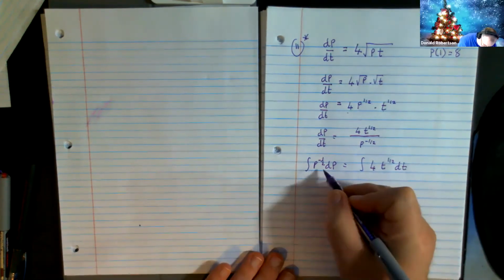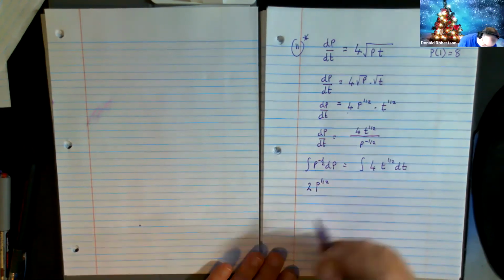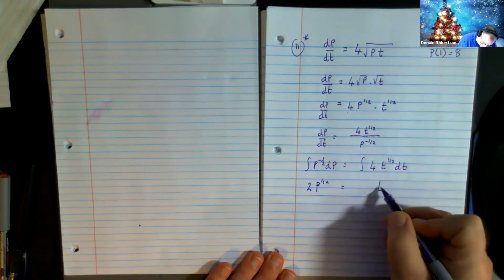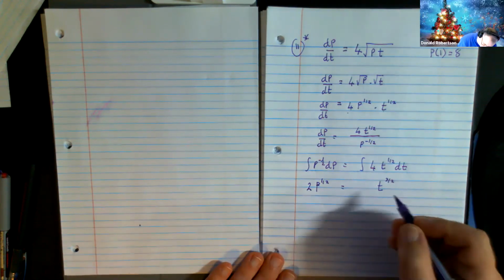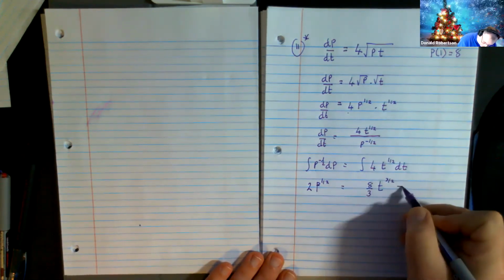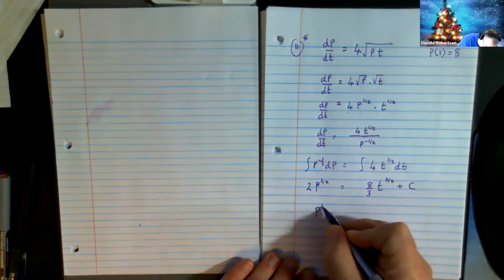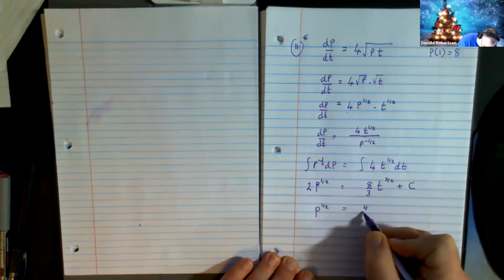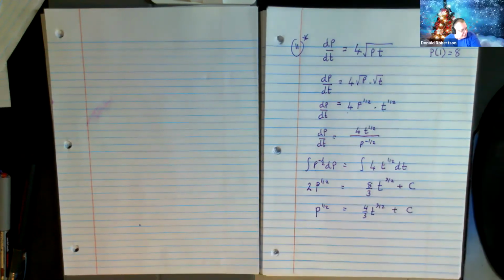Right, if you add 1 to this power, you get p to the half, and then dividing by the new power gets you 2. If you add 1 to this power, you get 3 halves. Dividing by 3 halves is like multiplying by 2/3. So that's where the 8/3 came from, plus c. Now this one will be able to be written as a p equals, eventually. So I'm going to do that. I'm going to divide everybody by 2, so that now becomes 4/3, and keep that guy as a c.